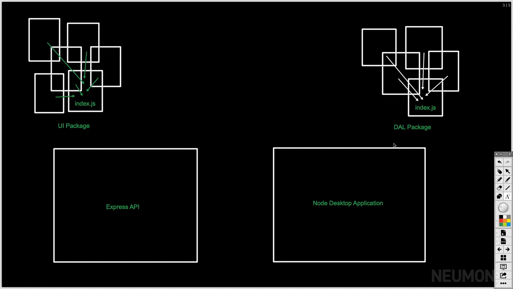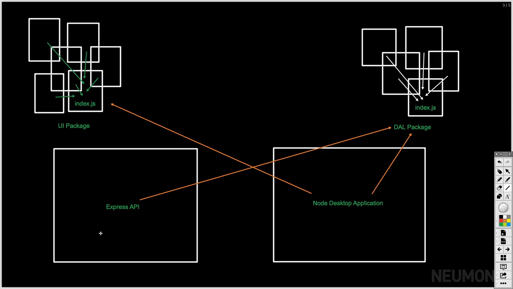And so if we have this DAL package, there is a good possibility that our Node desktop app has to hit a database, which means it's going to have a dependency on the DAL package. And our Express API, because these both work with the same data, may have a dependency on the DAL. Whereas our Node application, because it's a desktop application, most likely has a dependency on our UI package. But since our Express app is a full-blown web API that just passes JSON back and forth, it probably doesn't have a dependency on the UI package.